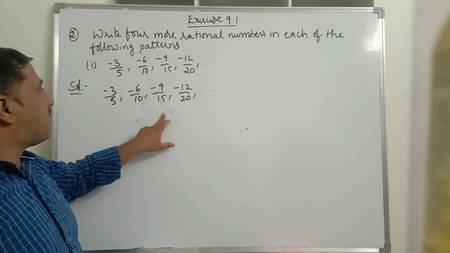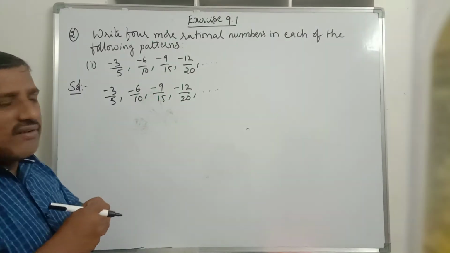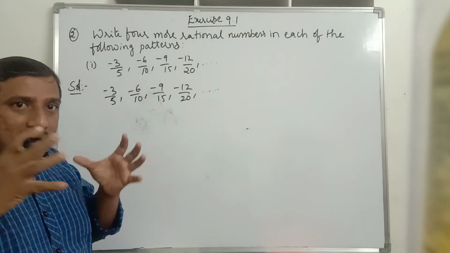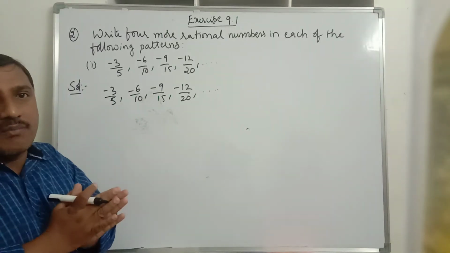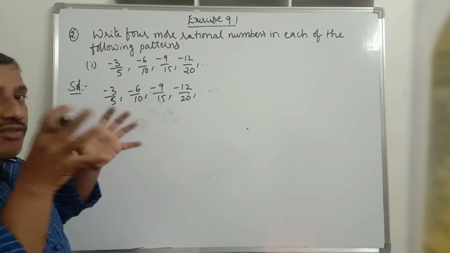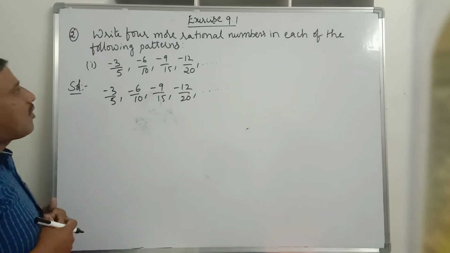Similarly, minus 9 by 15 and minus 12 by 20. Identify the common relationship between the two consecutive rational numbers. There is a common relationship. How did we get the next rational number? If we identify that, then we can easily find the next 4 rational numbers.